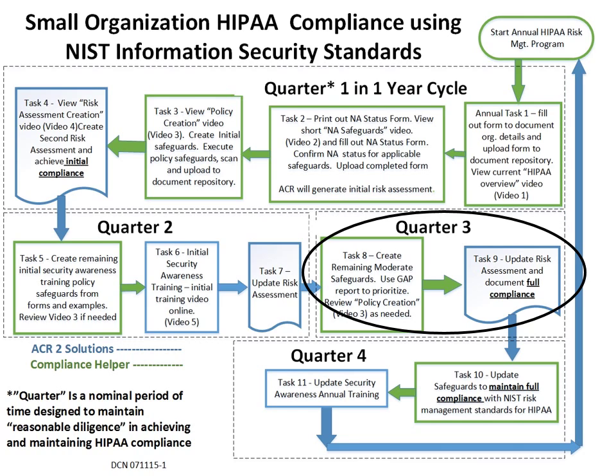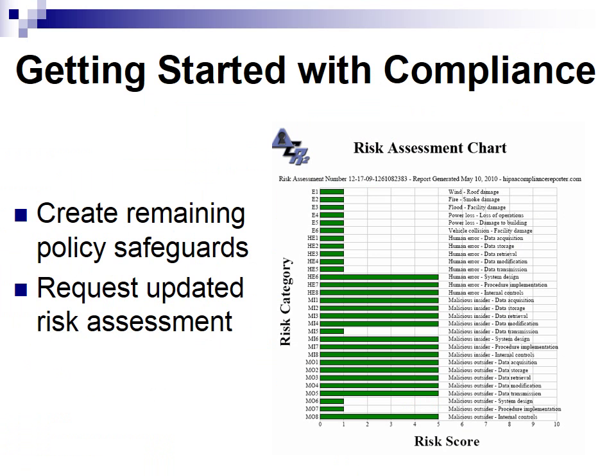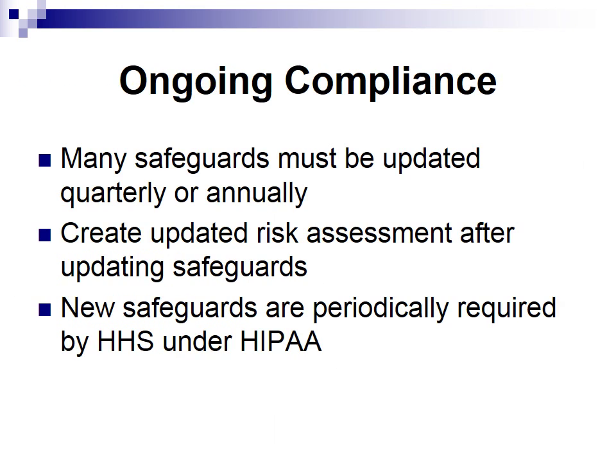Creating and implementing the remaining moderate safeguards will generate an acceptable risk assessment showing full compliance with the reasonable and appropriate risk management standards for HIPAA as prescribed by the National Institute of Standards and Technology. The revised risk assessment may be updated at any time. After achieving full compliance, it is necessary to maintain that state. Many safeguards must be updated quarterly or annually.